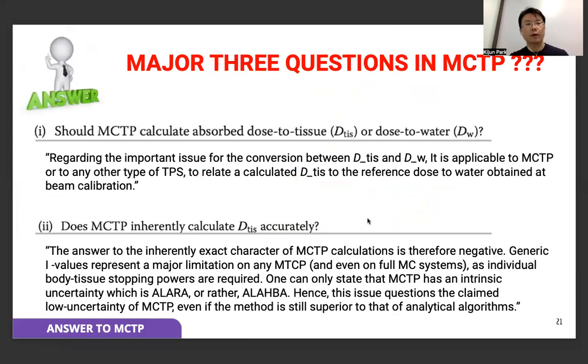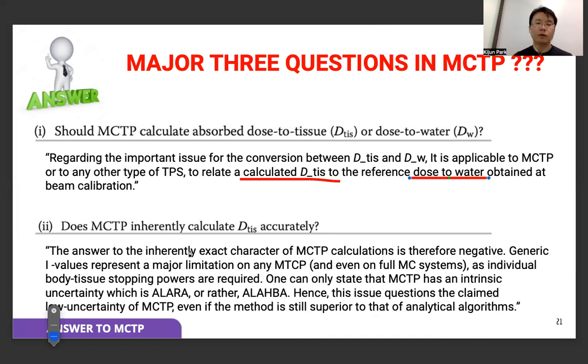So in that case, for such deviations, the short answer is that the treatment planning system and the Monte Carlo treatment planning system calculation of tissue dose should be related to the reference dose to water. It should be obtained at the beam calibration, meaning that we can use both tissue dose and water dose equivalently.